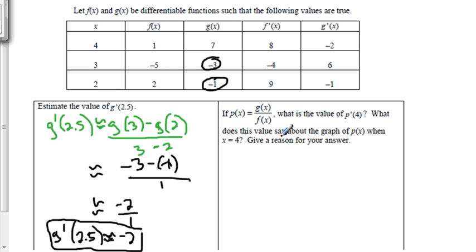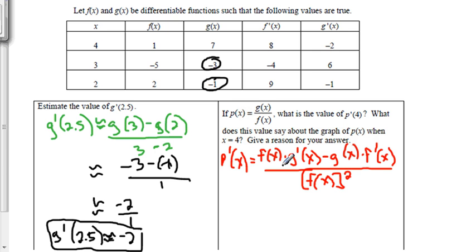All right, now, if p of x equals g of x over f of x, what is the value of p prime of 4? What does this value say about the graph of p of x when x equals 4? Give a reason for your answer. So I need to find the derivative using the quotient rule, and then I need to put in x equal 4, which is going to use that top row of the table.